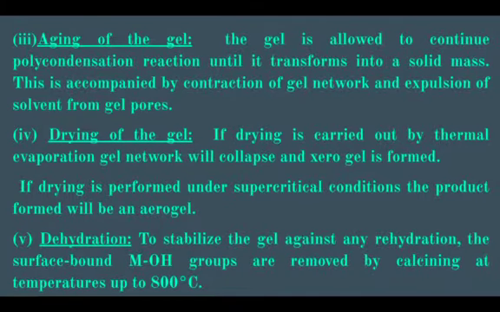And the fifth step is dehydration. To stabilize the gel against rehydration, that is, the gel should not absorb water from the moisture and should not get hydrated, surface bound MOH groups are removed by calcining at temperatures up to 800 degrees Celsius. So gel is heated to a temperature of 800 degrees Celsius and it is calcined to form dense ceramic or dense film. This is a nanomaterial. So this is the sol-gel process for the synthesis of nanomaterials.